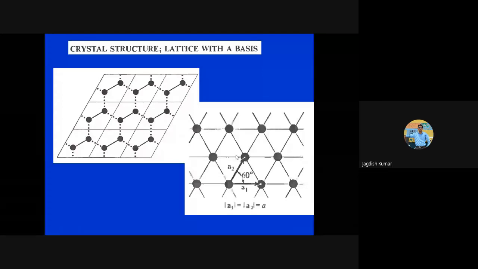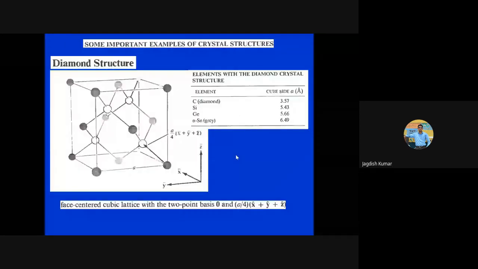Now let us move further to discuss some of the famous crystal structures we come across in solid state physics. And diamond structure is one such crystal structure. So this figure shows the diamond structure. And this type of structure is actually exhibited by many elements in the periodic table. For example, carbon does exhibit diamond structure. Silicon also exists in diamond structure. Germanium exists in diamond structure. Alpha tin also exists in diamond structure.